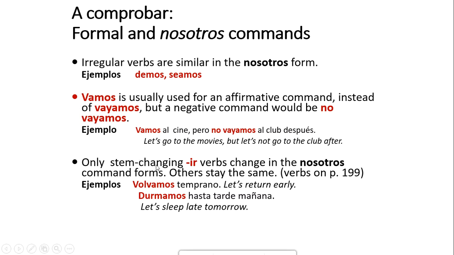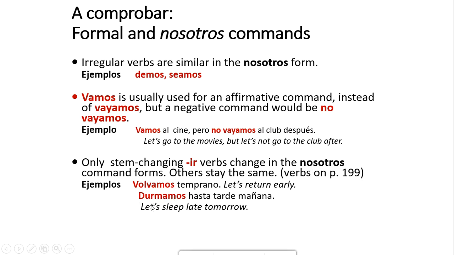Now, for stem changing IR verbs, they do have a change in the nosotros commands. Others are going to stay the same. Por ejemplo, let's look at dormir. By the way, these verbs are listed on page 199 in your textbook because this is where we learn that when we had these verbs in the preterite, for example, dormir, it had a stem change that we only saw in usted and ustedes. Now that stem change, the O to the U, is what we're going to use for the nosotros command.